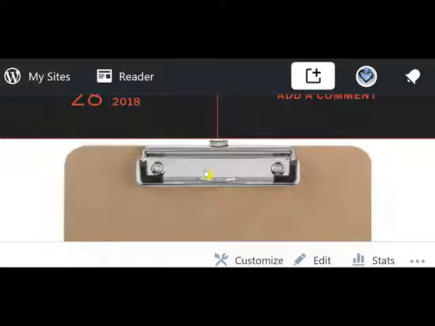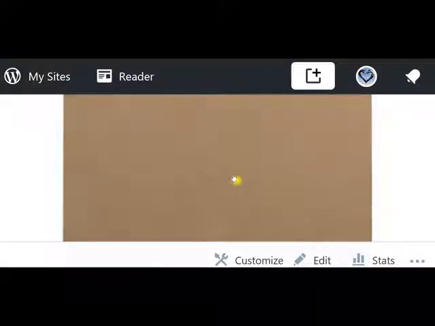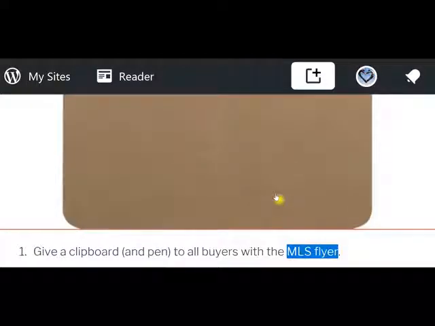And why do you do this? The reason is that if you print out the customer flyer that has the comment section on it, the flyer itself will have a bunch of lines where the buyer can make their own notes on what they saw. They might like something or not like something, and you want them to be able to write notes on the clipboard, on that flyer itself for that property.